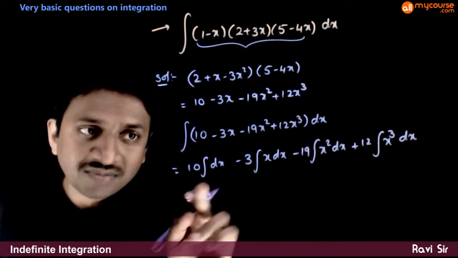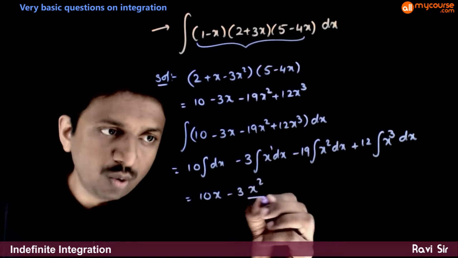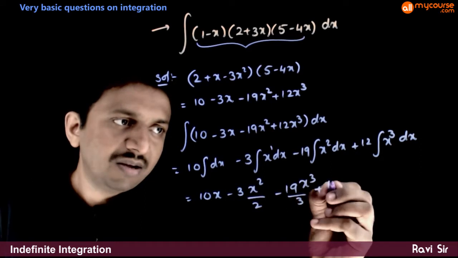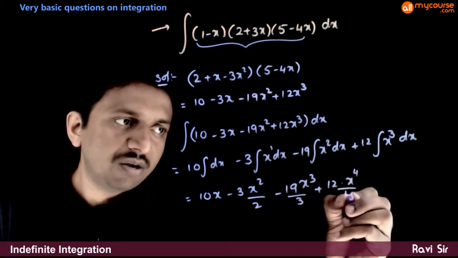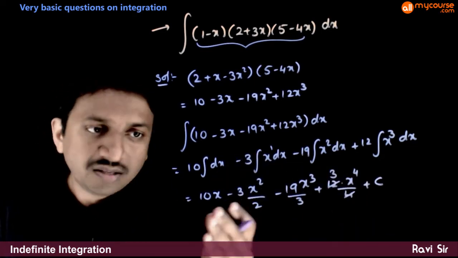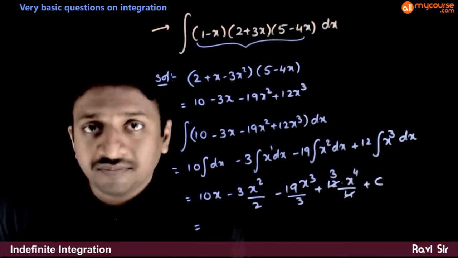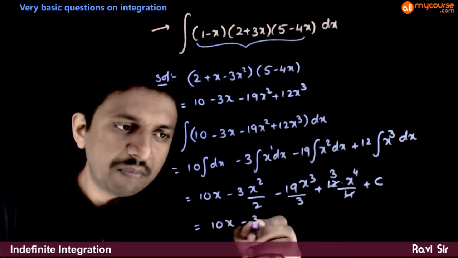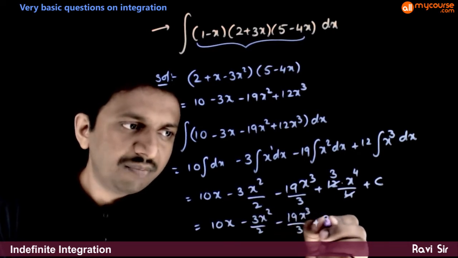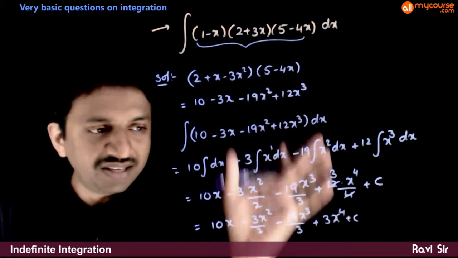That is equal to 10 times integration of dx is x, minus 3 times integration of x power 1 is x power 2 by 2, minus 19 times x cube by 3, plus 12 times x to the power 4 by 4, plus c. So this becomes 3. The integration constant can be written only once in the end. So the answer is 10x minus 3x square by 2 minus 19x cube by 3 plus 3x to the power 4 plus c. So the integration of this is this expression.